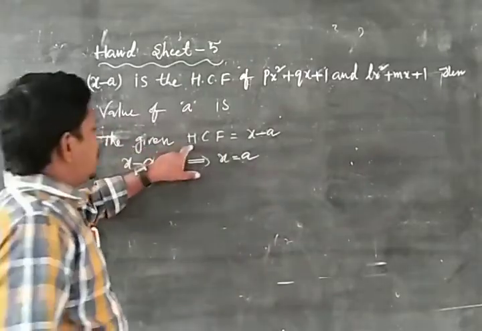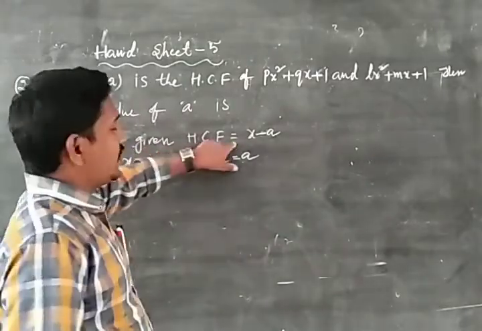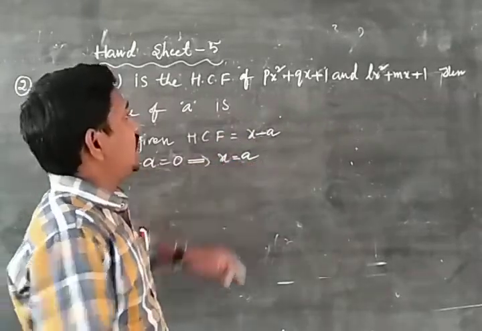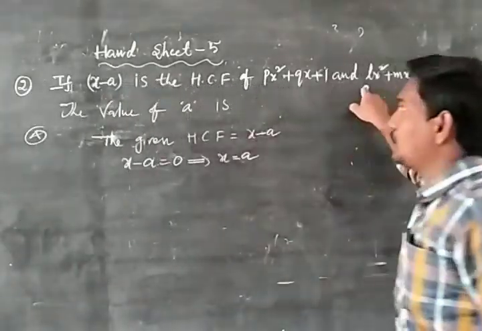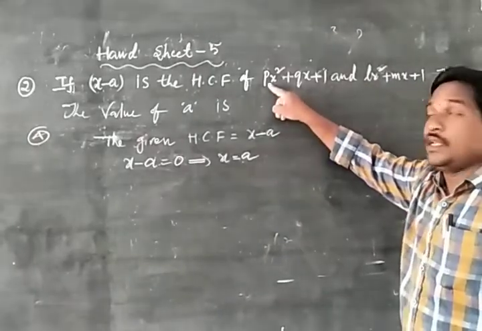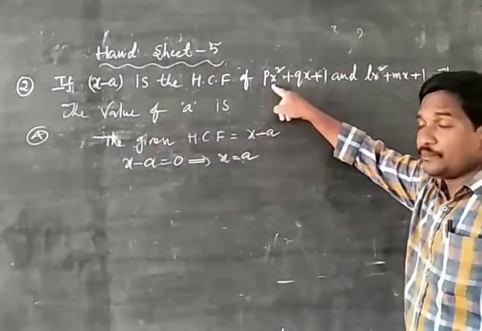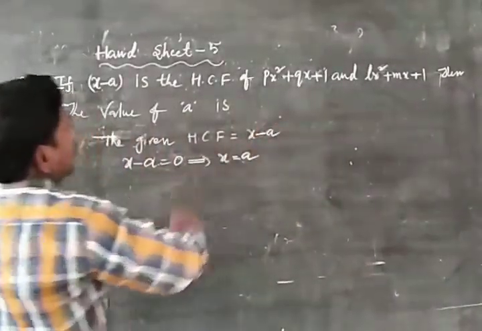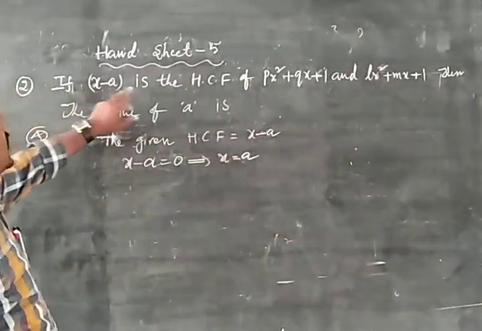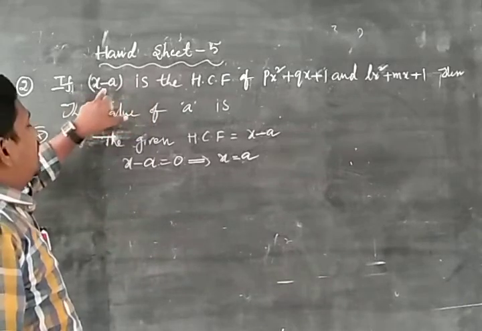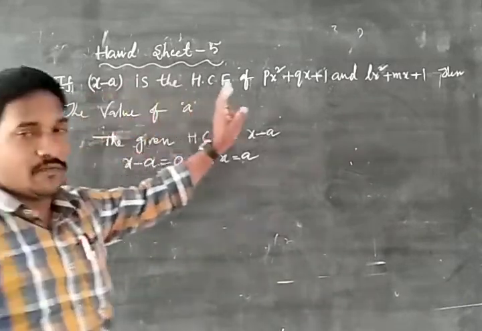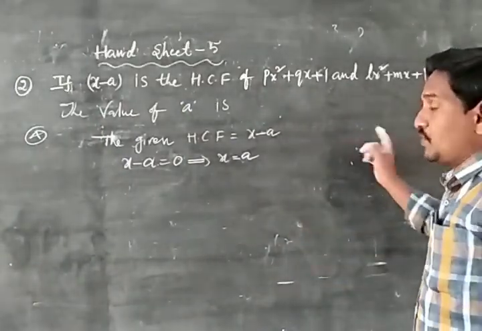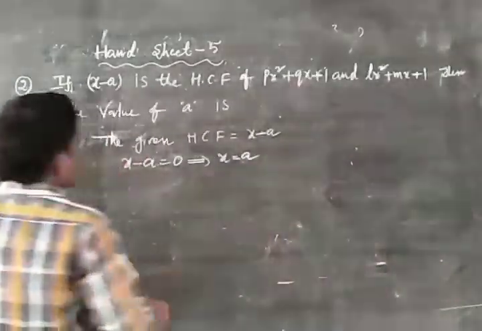The given SCF is x minus a. X minus a equal to 0, then x equals a. So in those expressions we have to take a in place of x. So x minus a is the common factor of both quadratic expressions.